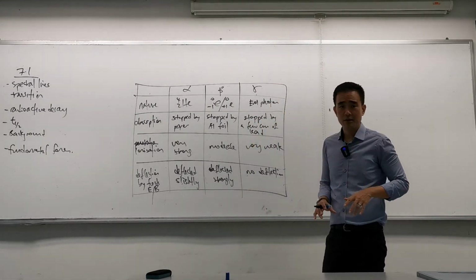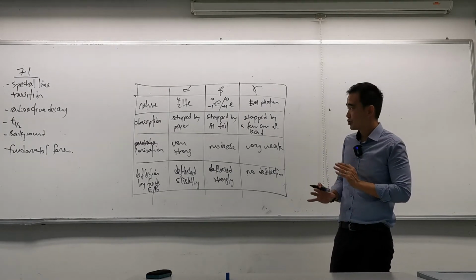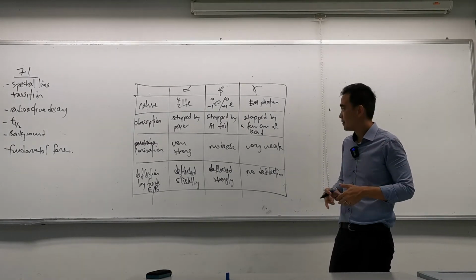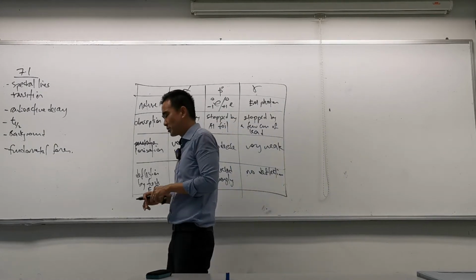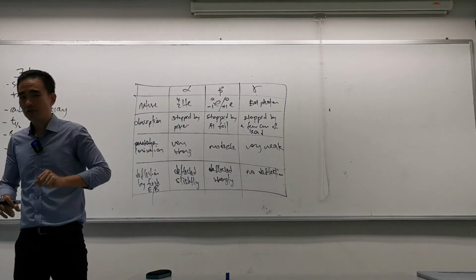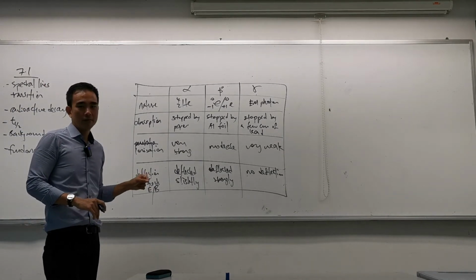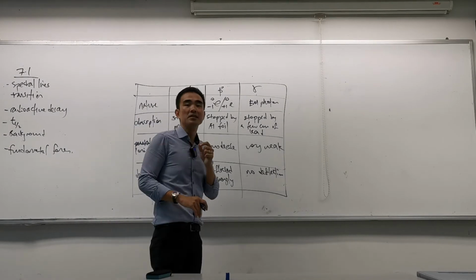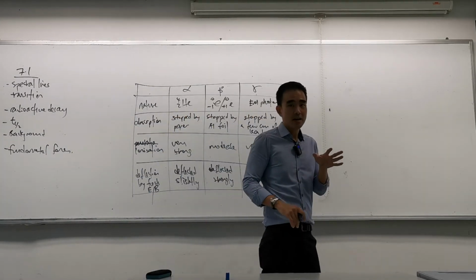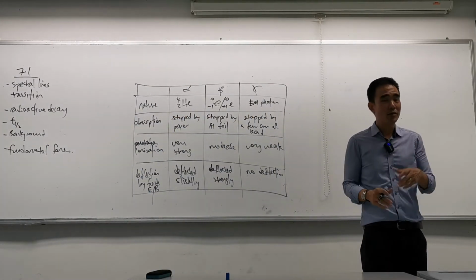Beta particle is stopped by aluminium foil. It is more difficult to stop it. It needs something more substantial. Gamma photons can only be stopped by lead. Now, think about this. Why lead? Why do we want to use lead? If you actually check the density of substances, lead has one of the highest densities. Now, what does this mean?